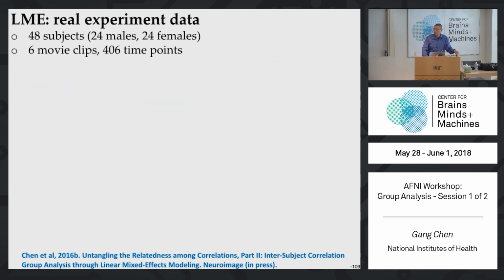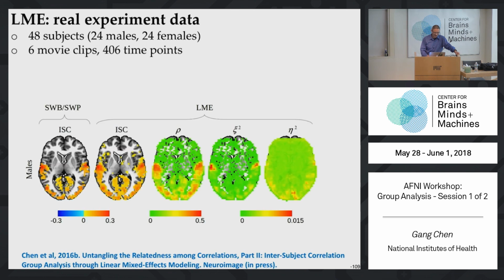In case anybody is interested in this, I promised a while ago that we are planning to have a program to do this kind of group analysis. Here's a basic example. We have two groups, and this is exactly the same data we used in the second paper. We have 48 subjects in total, 24 males and 24 females. The subjects watched movies in the scanner, actually 6 movie clips. There are a little bit over 400 data points.